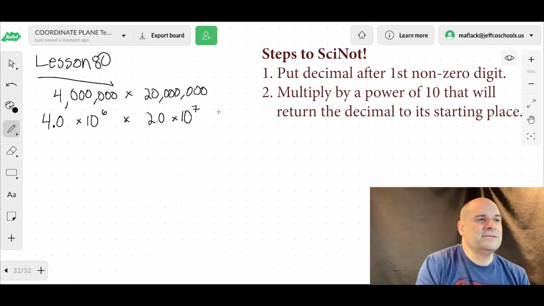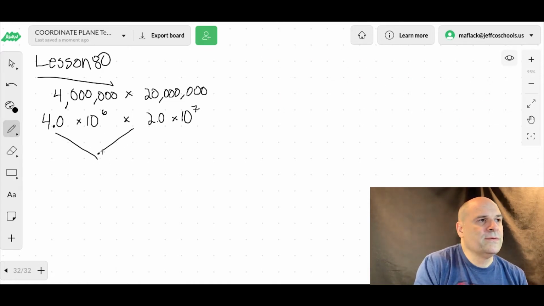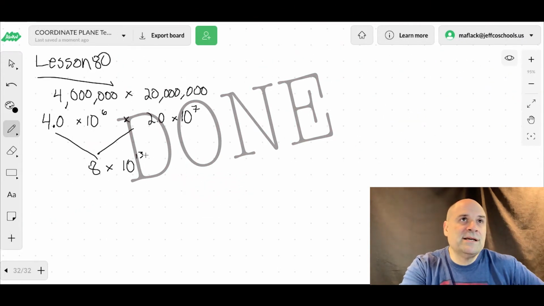7th. Okay, so now you're just multiplying 2 times 4, which is 8, and then you're multiplying powers of 10, so you're just adding the exponents, 13. So 8 times 10 to the 13th. So this is multiplying in scientific notation.